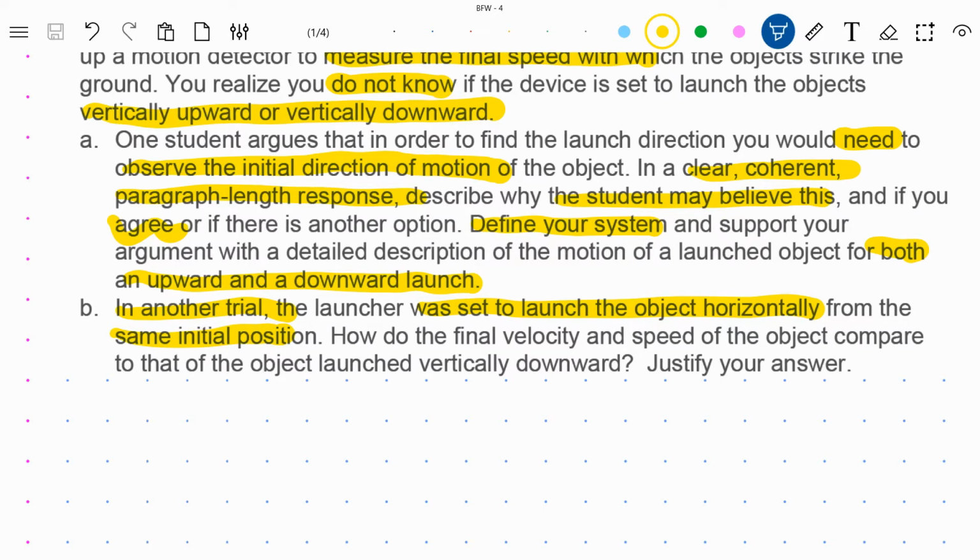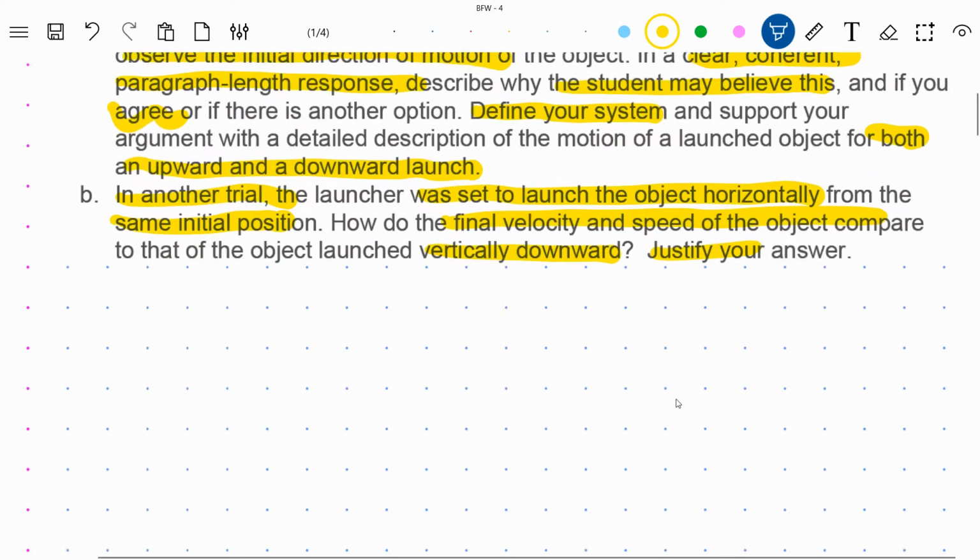So I'm going to assume that it was just information that either was missing or that I was expected to assume. So I am going to assume the initial launch speed is the same. The question that I'm then asked is, how do the final velocity and speed of the object compare to that of the object launched vertically downwards? And of course, we're asked to justify our answer. So like I said, I've already written up my answer. I think it will hopefully be a complete answer that'll get me all of the points. Let's have a look at it, and then we'll score it using the official scoring guide provided by the author.